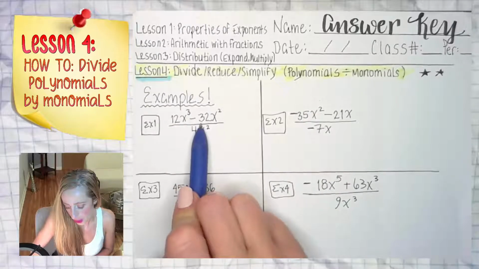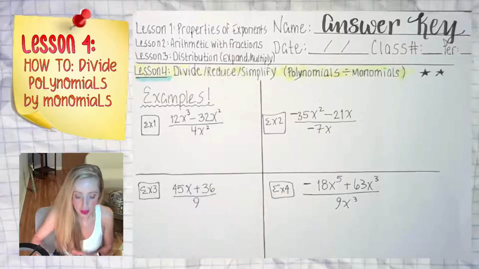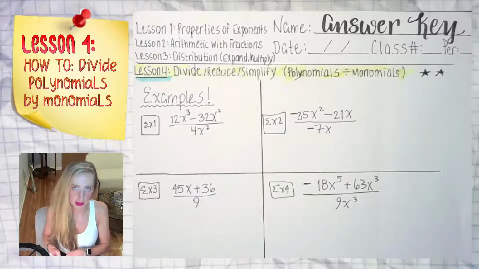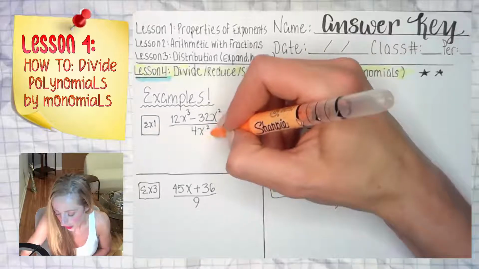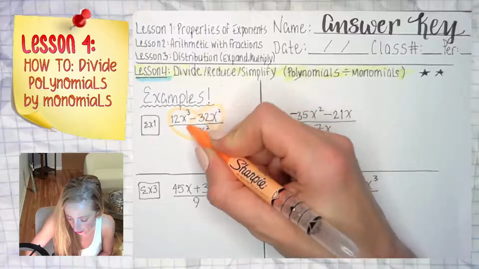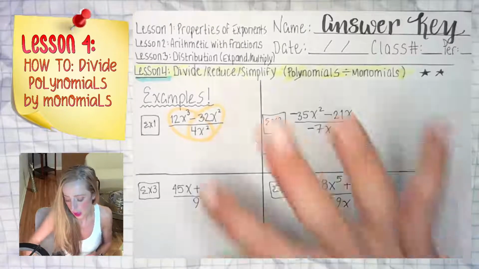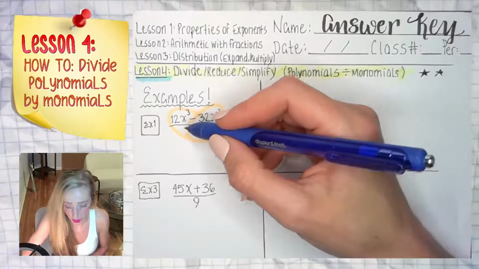12x to the third minus 32x to the second all over 4x to the second. The method I like to employ whenever I'm doing something like this is something I like to call the pretzel method, and you'll hear me call it the pretzel method a lot. It only really looks like a pretzel when your numerator's polynomial happens to be a binomial, meaning you have two terms, separated by a plus or a minus sign. Each oval of the pretzel represents its own division problem or its own fraction.